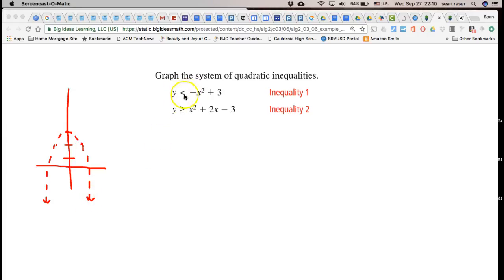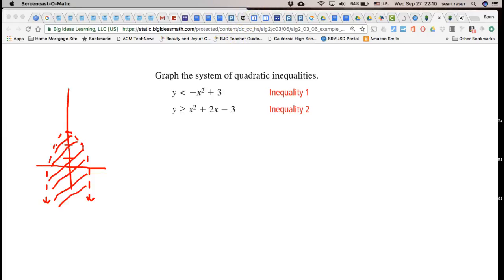Now, here we see that y is less than our quadratic, so that means we're shading under. And to confirm that, if we plug in a point, let's just pick the origin right here, so that's (0, 0). If we plug 0 in for x and y, we get 0 is less than 3, which is true. So that means that this is in fact our solution area, our solution set. So inequality 1 is a parabola that's graphed like this.